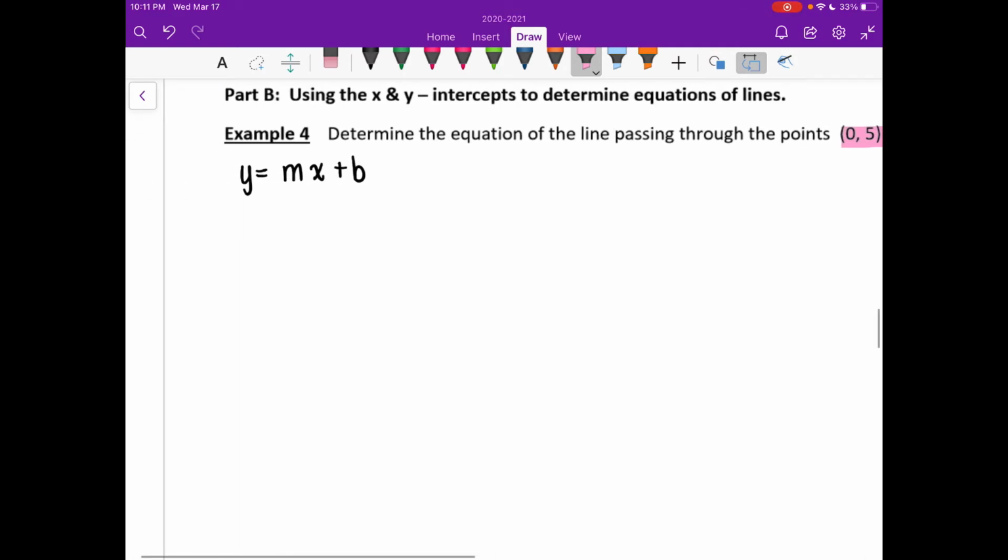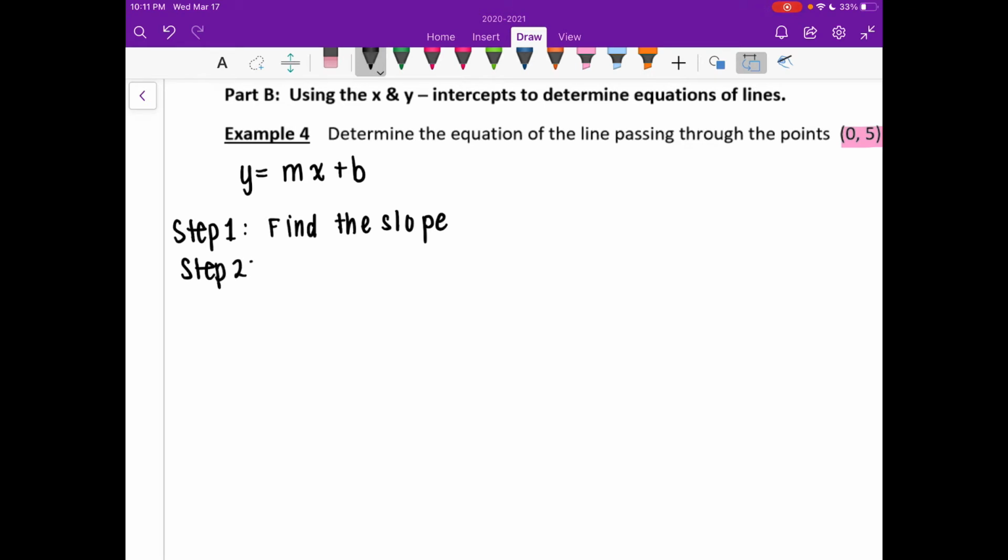So if you have 2 points on a line, the first thing you're going to want to do is step 1, find the slope. And then step 2 is going to be using the point-slope formula, find the equation.